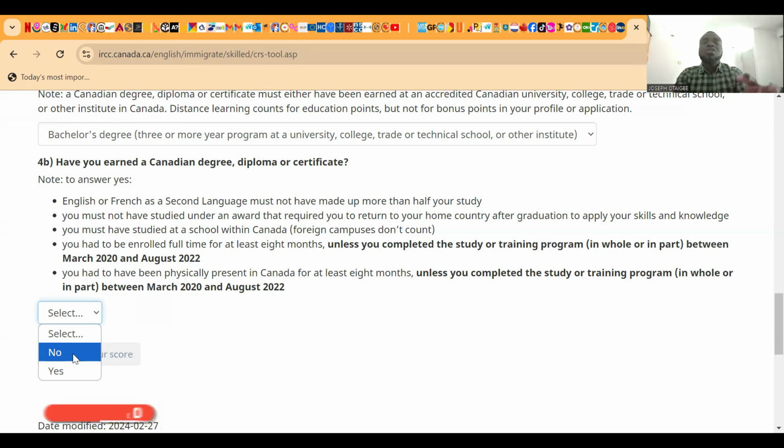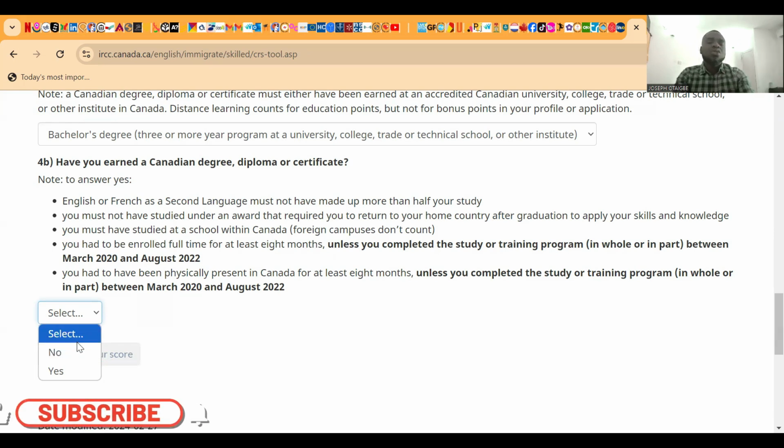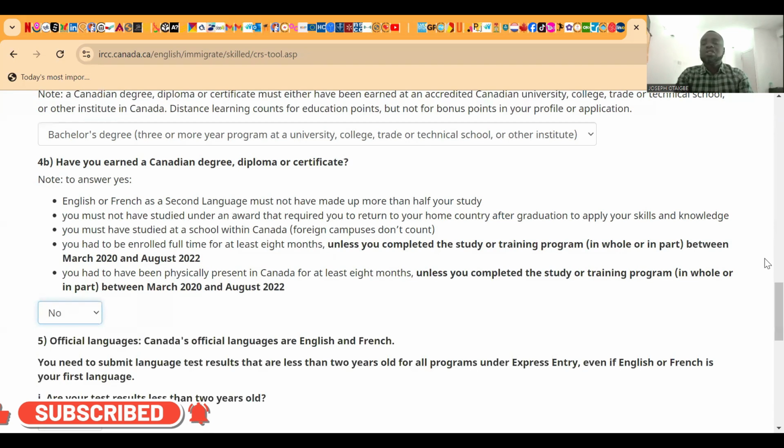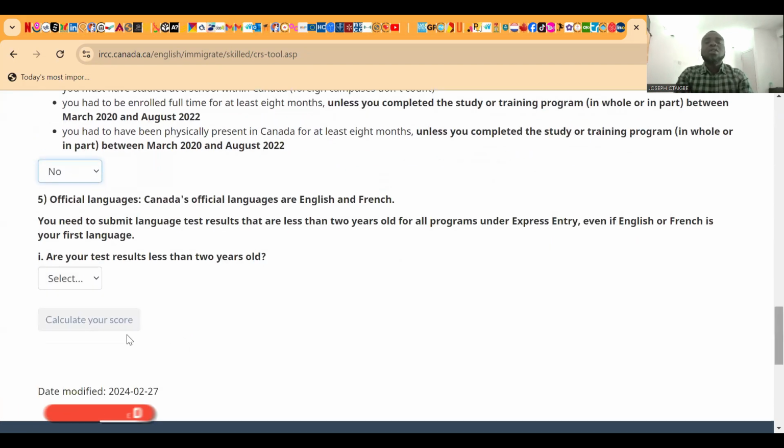Then you must have studied at a school within Canada; foreign campuses don't count. It must be a qualification in Canada. Then you must have been enrolled full-time for at least 8 months, unless you completed the study or training program in whole or in part between March 2020 and August 2022, which was the grace period they gave to those who couldn't go to Canada as a result of COVID-19, allowing flexibility to study online even though you are full-time. So all these stories, to call it short, we go straight and say no, because we believe you are not in Canada. Then you look at official language.